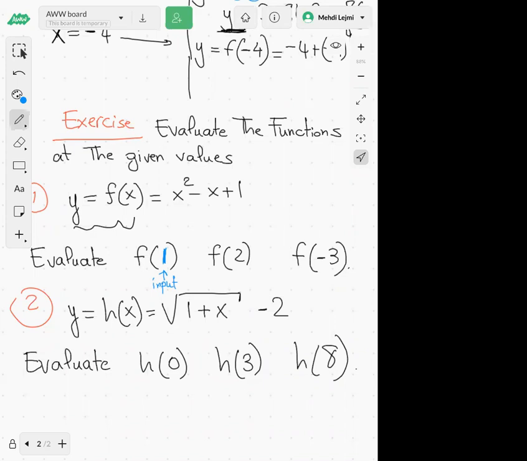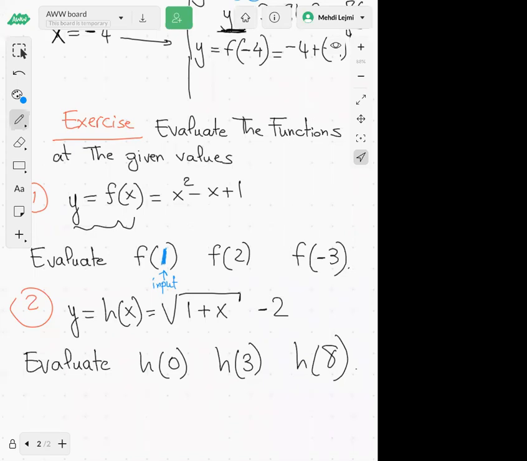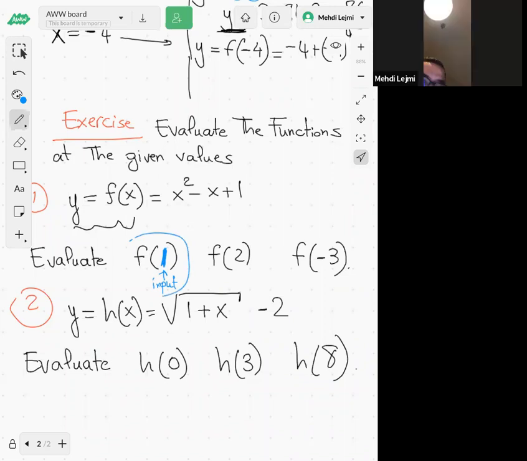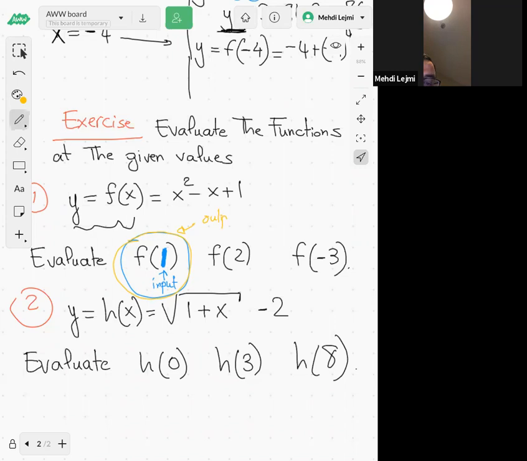Our input is f of 1, f of 2, and f of -3, right? No, your input is 1. For example, when I write 1 between parentheses, it means that the input is 1. And when you evaluate f of 1, so the 1 is the input, but the whole thing, f of 1, that's the output. So what's between the parentheses, the 1, that's the input. But when you evaluate f of 1, that will be the output.